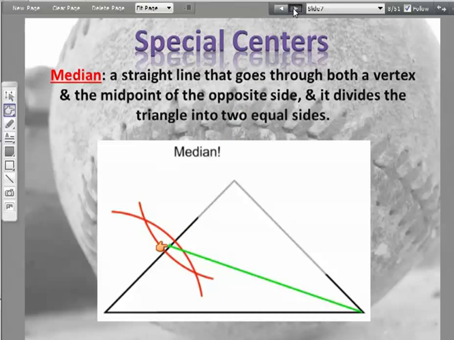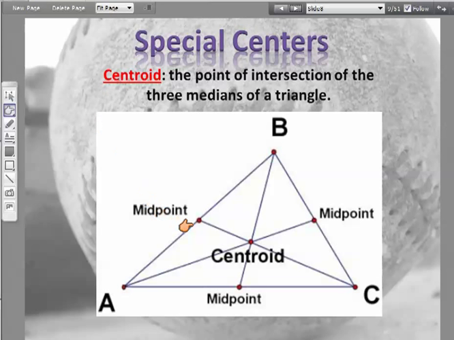Okay. Now, when you do all the midpoints for each side, you've done the midpoint for segment AB, the midpoint for segment BC, and we've done the midpoint for segment AC. When you draw from that midpoint to the opposite vertex for each one, you're going to create a centroid. Okay? So angle bisectors create an incenter. Perpendicular bisectors create a circumcenter, and medians create a centroid.